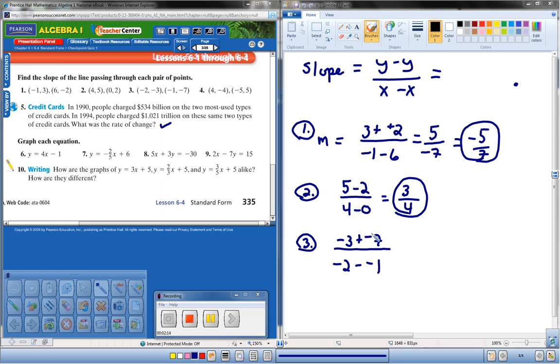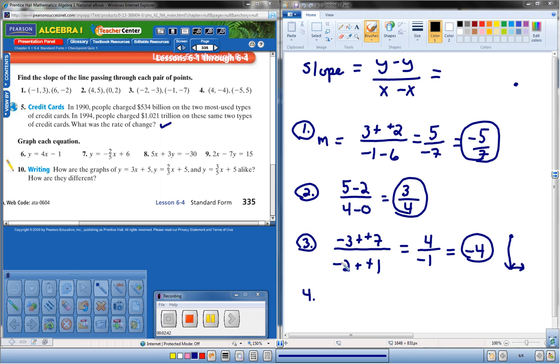Negative 3 minus a negative 7, which is plus 7, would be 4. And negative 2 minus a negative 1 would be negative 1. That gives me a slope of negative 4. And a slope of negative 4 means to go down 4 and over 1. No denominator. The denominator is 1.